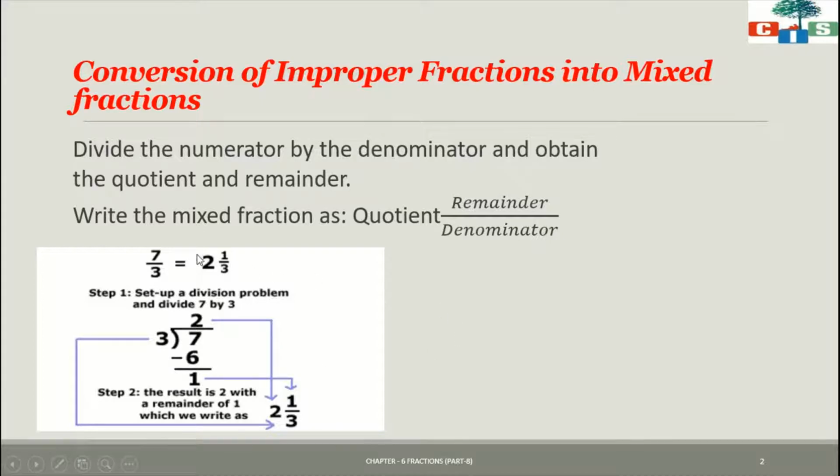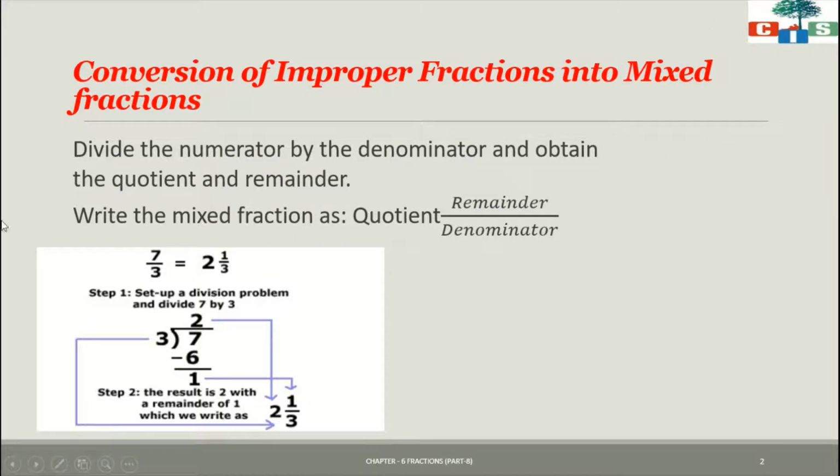Okay, and then we will write in the mixed fraction. So how do we write in the mixed fraction? Quotient. What do we have quotient over here? We have quotient as 2. So we'll write 2 first. Then remainder, here we have remainder as 1. So we'll write in the numerator and divided by denominator. Denominator will remain as it is, that is 3. That is 2, 1 upon 3 is the mixed fraction for 7 upon 3.